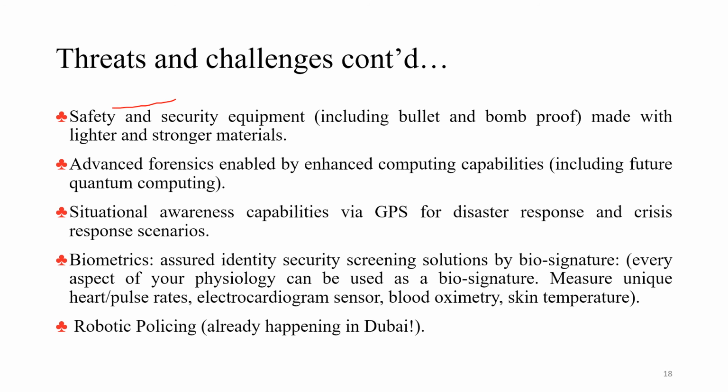Then safety and security requirements are also challenges or risks, for example, not to be affected by bullets or bombs, whatever. And then advanced forensics enabled by enhanced computing capabilities, and situational awareness by using especially GPS for different problems like a disaster or earthquake. That means forecasting something and giving awareness to others. And then biometrics, the uniqueness of somebody. That means measurement of somebody's uniqueness. And then robotic policies. That means giving different rules and regulations on the robots and only following those.